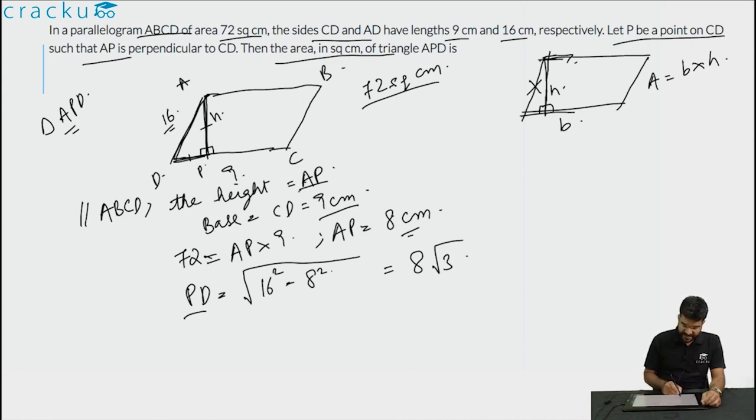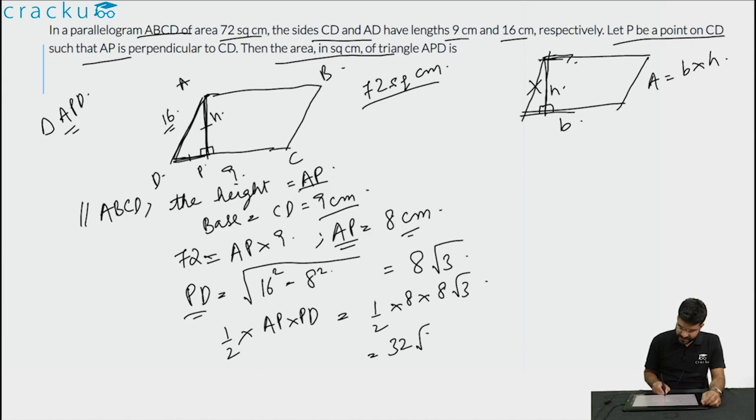Now we know PD, which is the base, and we know the length of the height also, that is 8 centimeters. Therefore, the area of the triangle is equal to half into AP into PD. This is equal to half into 8 into 8 root 3. This is equal to 32 root 3 square centimeters.